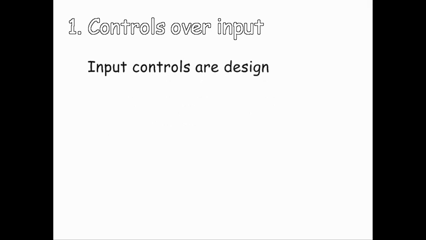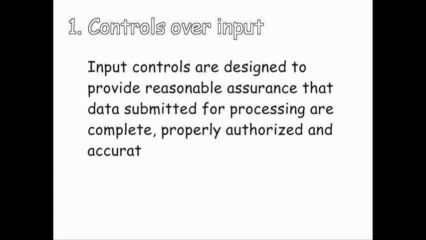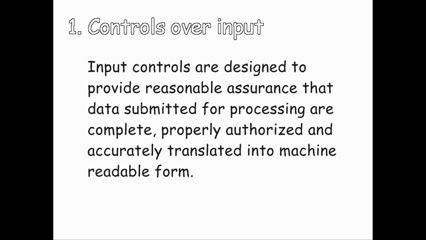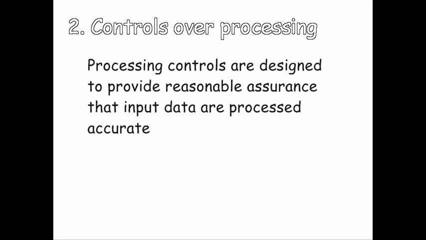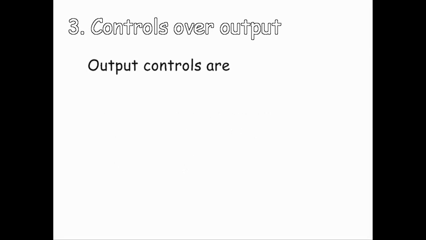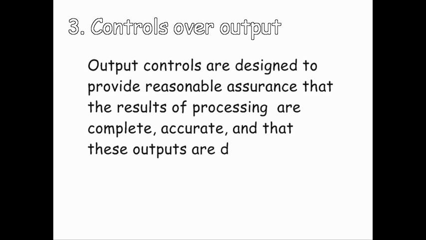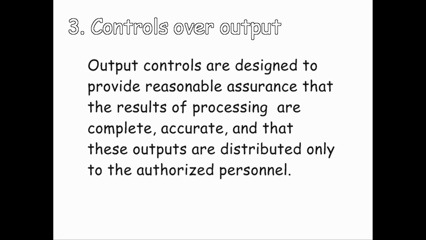The first one is control over inputs. Control over input activities are designed to ensure that input is authorized, complete, accurate, and timely, and are referred to as input control. The second one is control over processing. Processing control exists to ensure that all data inputs are processed correctly and that data files are appropriately updated accurately in a timely manner. Then the last one is the output control. Output control exists to ensure that all data is processed and that output is distributed only to prescribed authorized users.